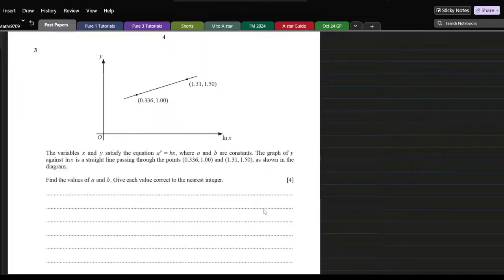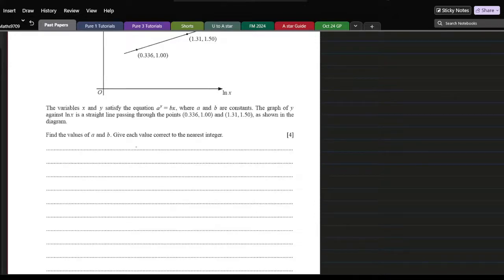Number 3. The variables x and y satisfy the equation a to the y is equal to bx, where a and b are constants. The graph of y against ln x is a straight line passing through the points 0.336, 1.00 and 1.31, 1.50 as shown in the diagram. Find the values of a and b. Give each value correct to the nearest integer.